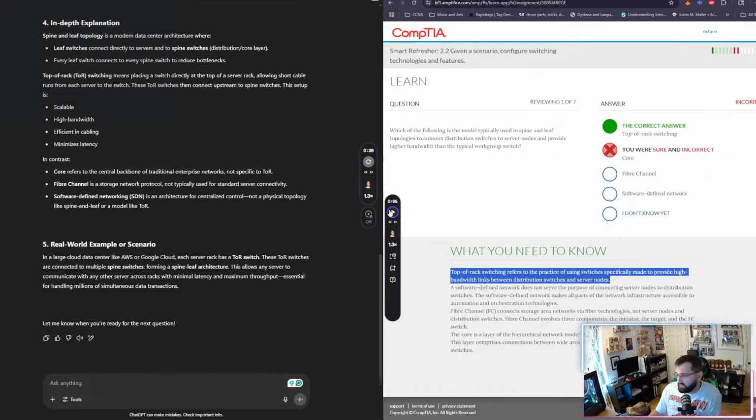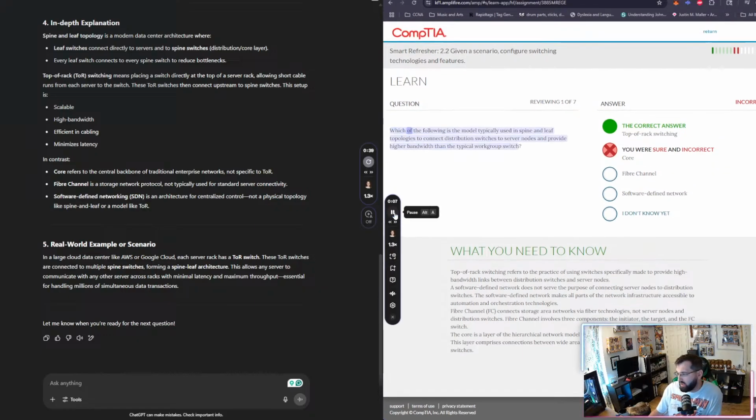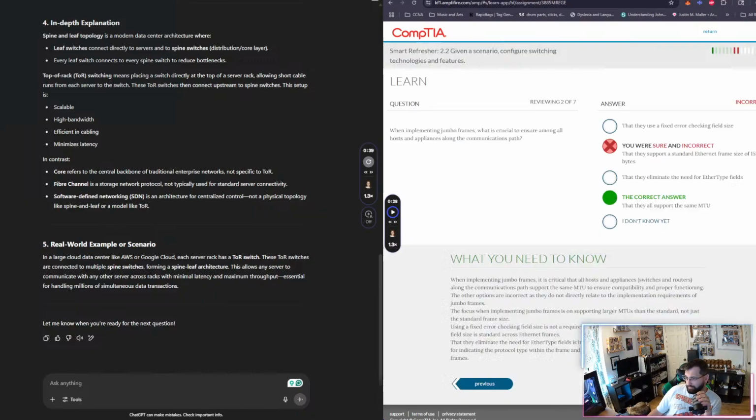I think I understand. Top-of-rack switching refers to the practice of using switches specifically made to provide high bandwidth links between distribution switches and server nodes. Which of the following is the model typically used in spine and leaf topologies to connect distribution switches to server nodes and provide higher bandwidth than the typical workgroup switch? Okay, next.